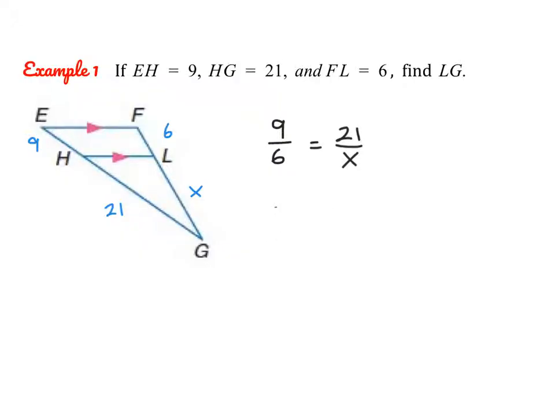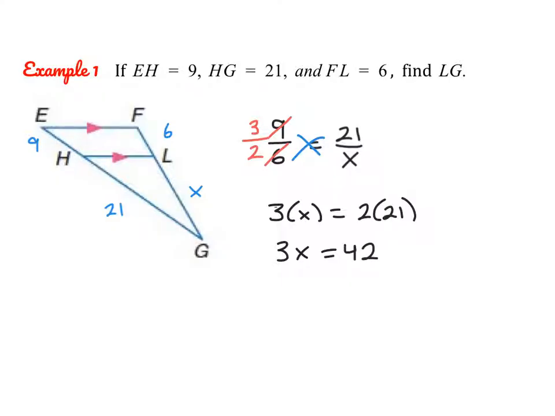I'm going to simplify the left side of my equation first. I'm going to divide the numerator and denominator by 3. So we have 3 over 2. And then from there we can cross multiply. So we have 3 times x equals 2 times 21. So 3x equals 42, which means that x will equal 14. And if you set up a different proportion, you would still get that same exact answer.